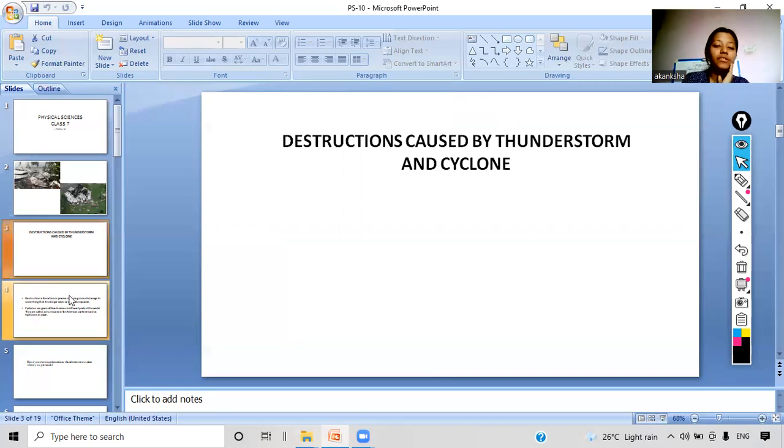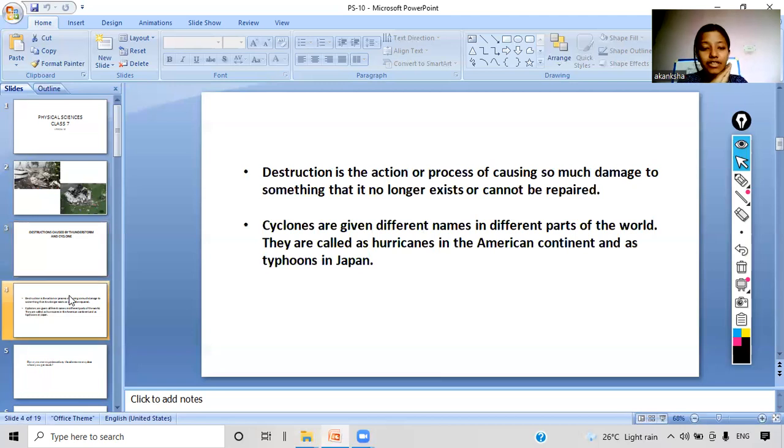Yes. So let's see some details about what happens in this destruction and more details about cyclones and thunderstorms, right? So the first point is: destruction is the action or process of causing so much damage to something that it no longer exists or cannot be repaired.